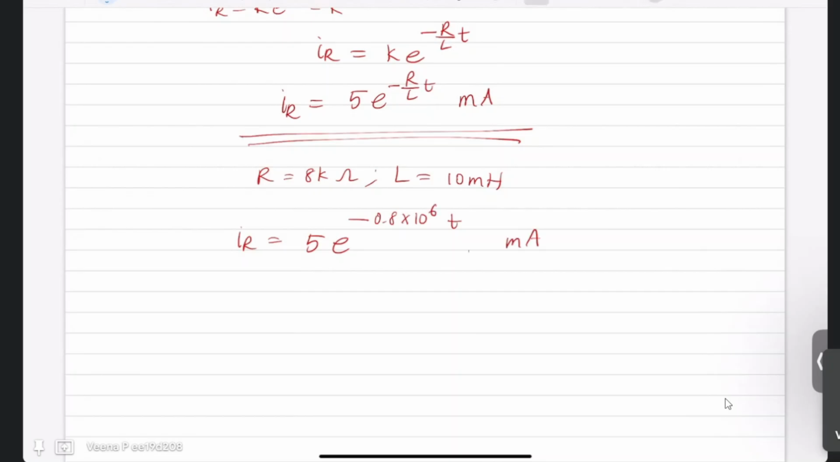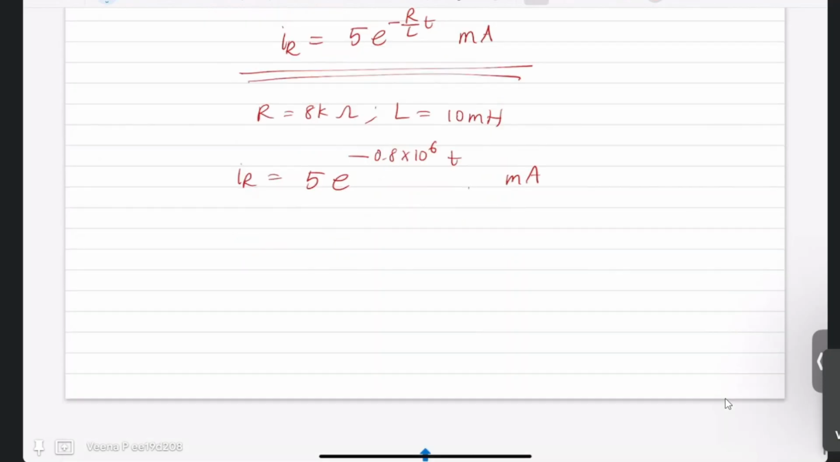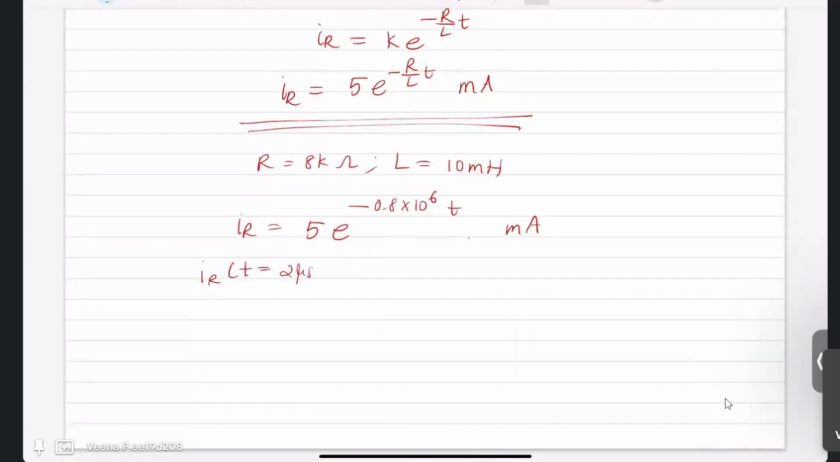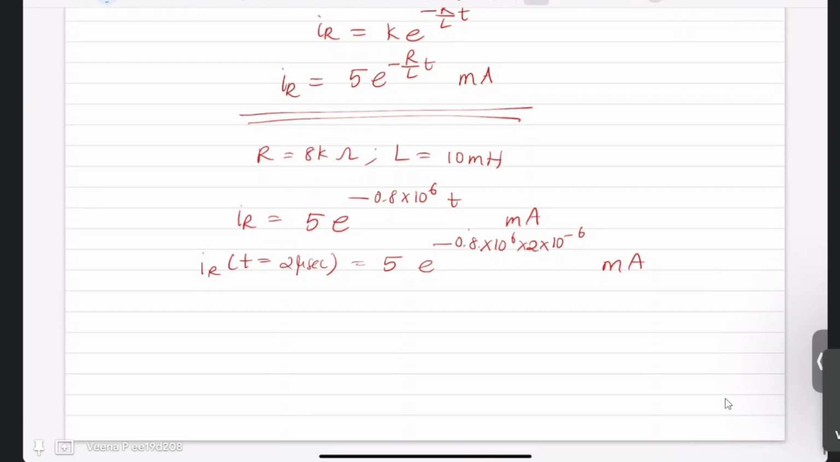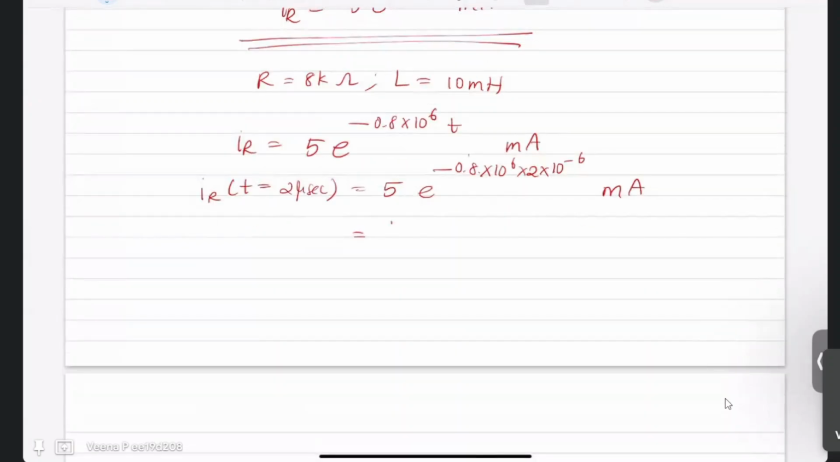That much milliampere. Now you want the current at t equal to 2 microseconds. So this becomes 5 e raised to minus 0.8 into 10 raised to 6 times t, where 2 micro means 2 times 10 raised to minus 6. That much milliampere. So this comes out to be approximately 1 milliampere. So your current at t equal to 2 microseconds is 1 milliampere.